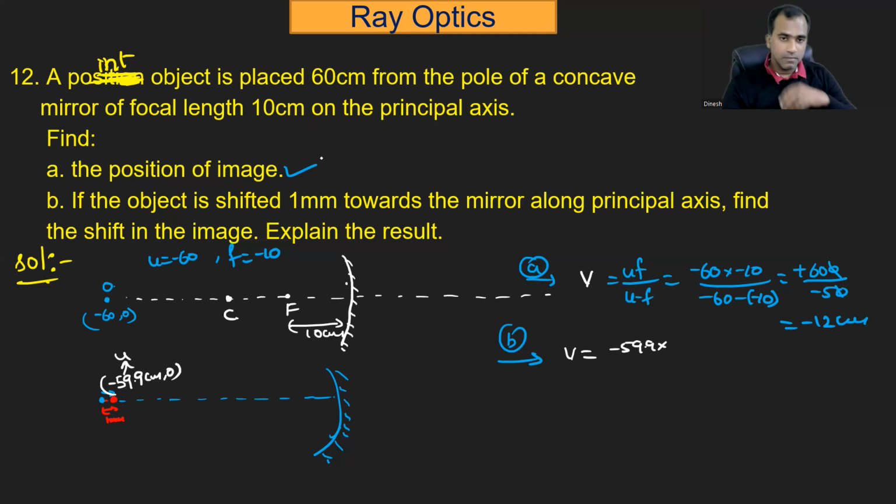Mostly the problem will be given in centimeters: focal length, radius of curvature, all of these will be in centimeters. So if they have given something in meters, try to convert it to centimeters. Into minus 10. The focal length will not change when the object's position is changed.